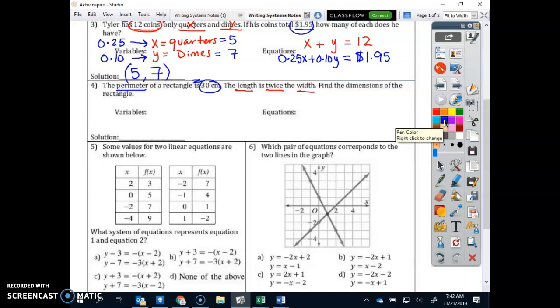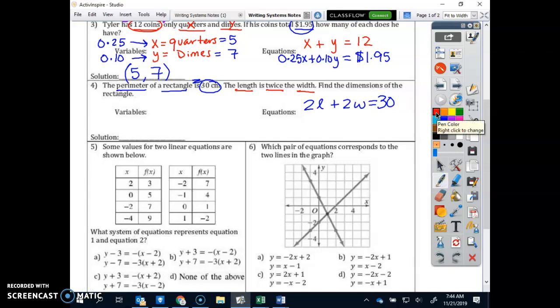You have to know that the perimeter of a rectangle is 2L plus 2W. That's the perimeter of a rectangle. That's the formula. Where did I come up with it? It's a formula that you have to memorize. It's in the formula chart if you forget it. And that equals the perimeter, which they said was 30. Okay, that's my first equation.